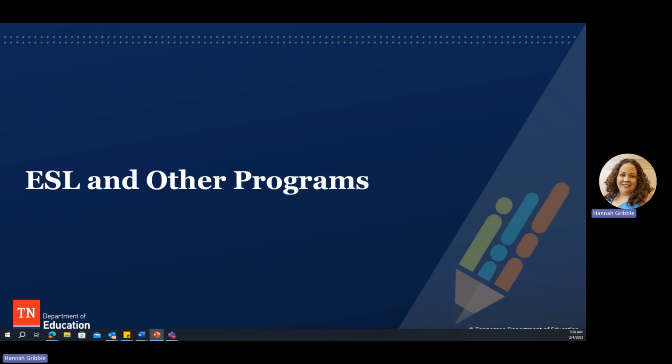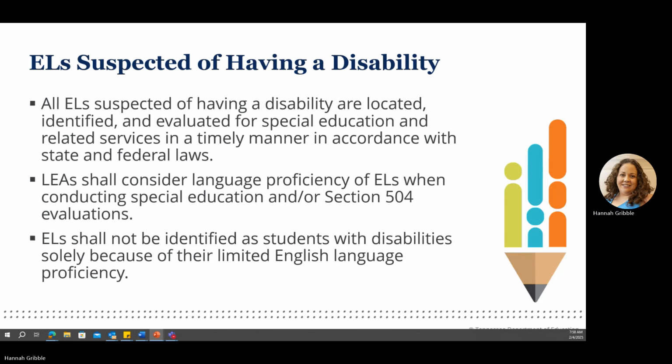ESL students have a right to any other programs that they may qualify for. ELs who are suspected of having a disability must be located, identified, and evaluated for special education and related services in a timely manner in accordance with state and federal laws.